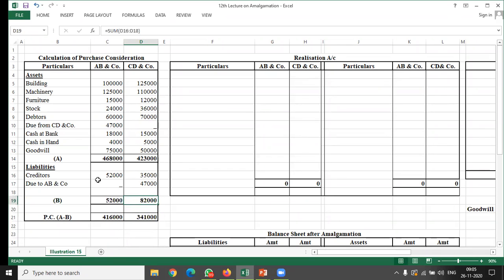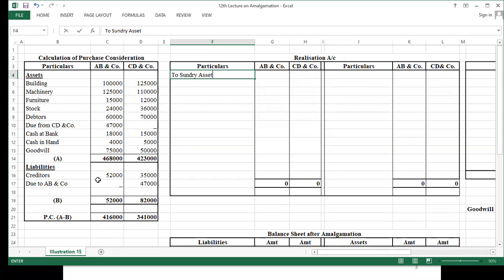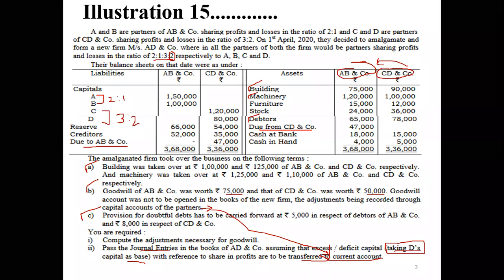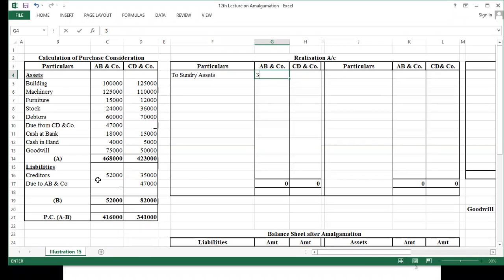Okay. Now moving to realization account. In the realization, we always write assets and liabilities that will go to realize, the sundry assets. You can write sundry assets and sundry liabilities in detail also, there is no problem, or you can write them as a lump sum. Choice is yours. 3,68,000 and 3,36,000.